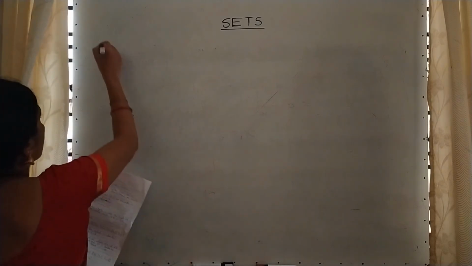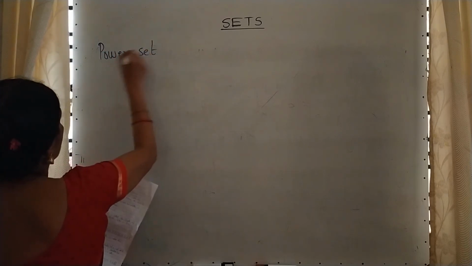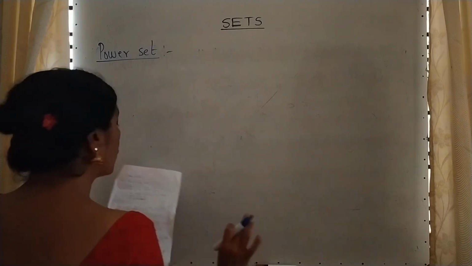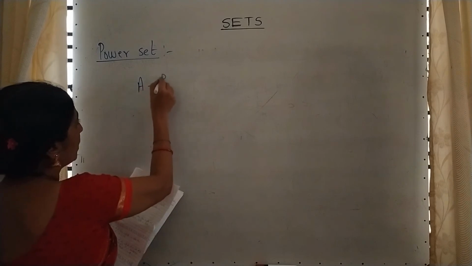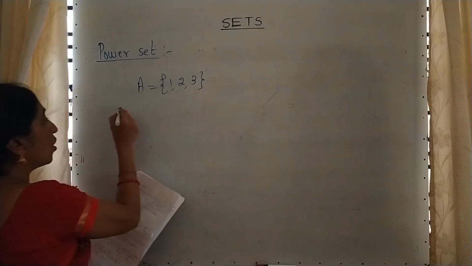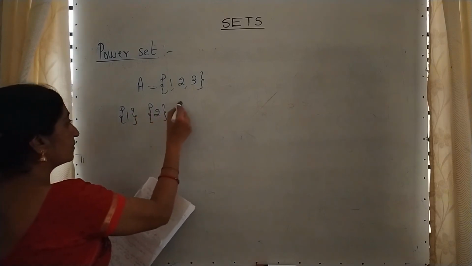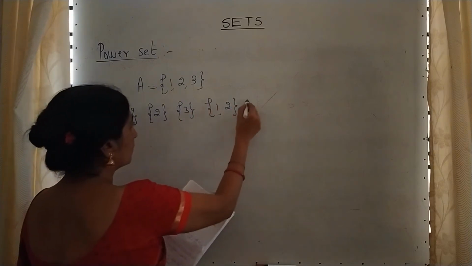So after that we are moving to the important part, that is the power set. Again we have CET questions on this power set. So before going to the definition, I will explain with the help of an example. Write down one example, the set 1, 2, 3. Write down all the subsets of this set.